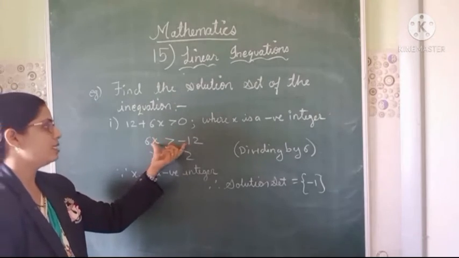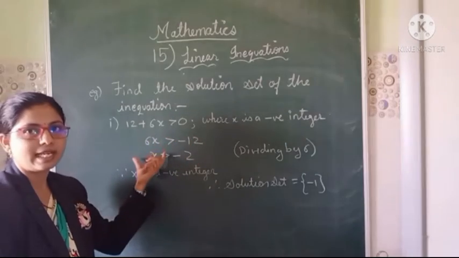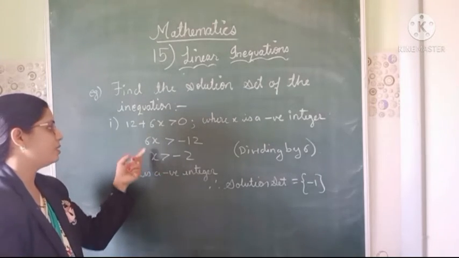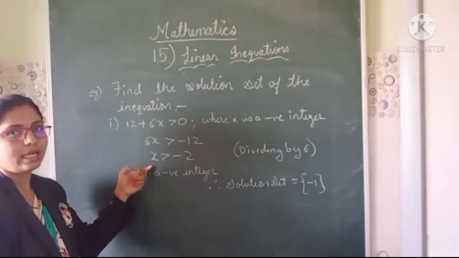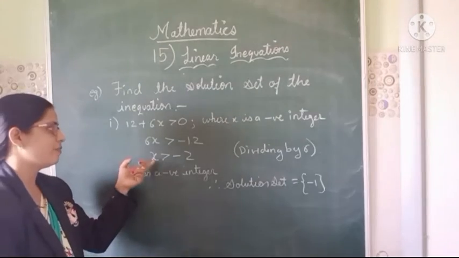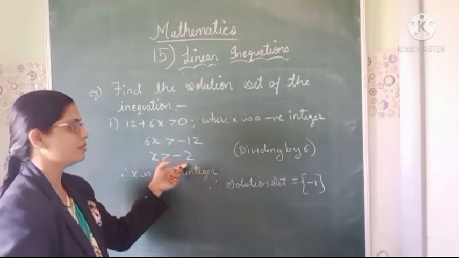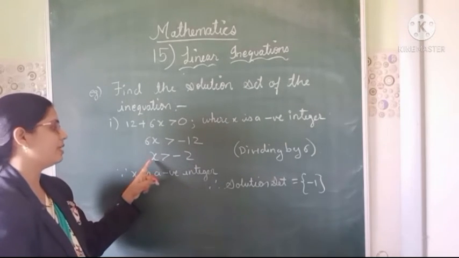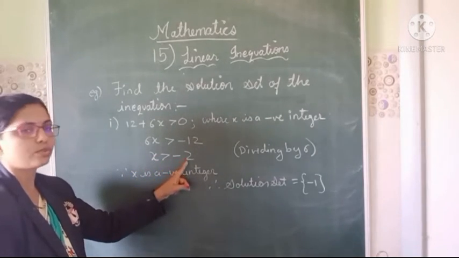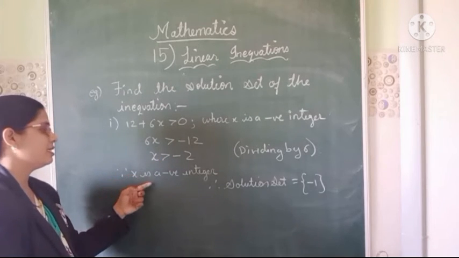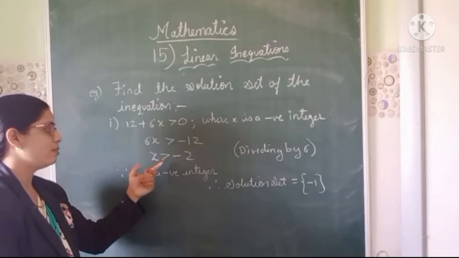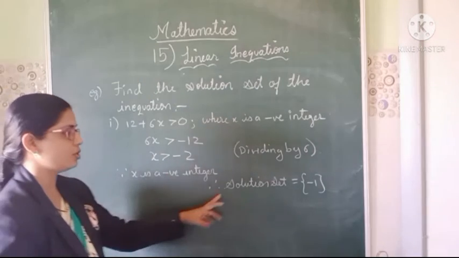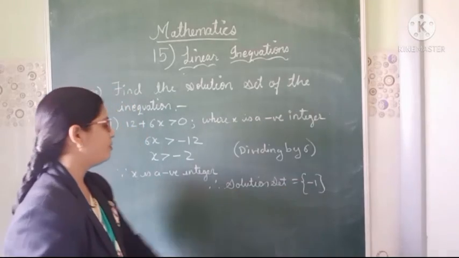Now if we divide by 6 on both sides, will any change occur? No. 6x divided by 6 will be only x. Negative 12 divided by 6 will be negative 2. The sign will be the same. So after dividing we get x is greater than negative 2. And it is said that x is a negative integer. So the numbers which are greater than this, we have to write. So the solution set will be negative 1.